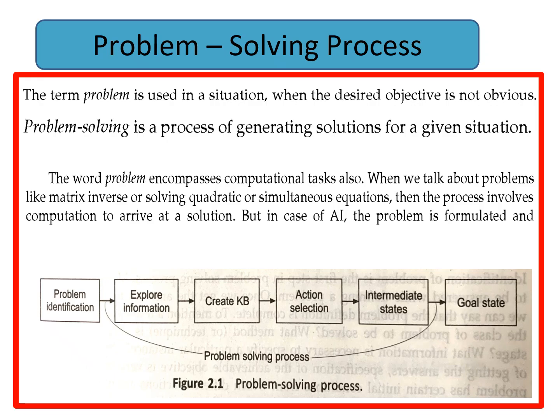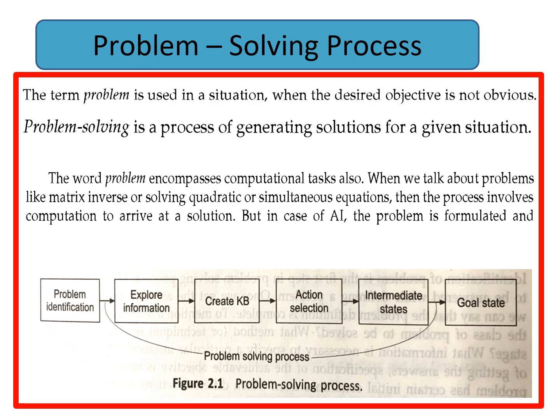The knowledge base helps the AI system reason and make a decision. Action selection: the AI chooses the most appropriate action based on available knowledge. So in a chess game, the AI evaluates possible moves and selects the best move to decide the next step, the one that moves it closer to the goal.